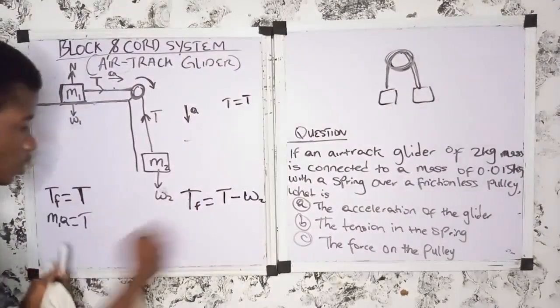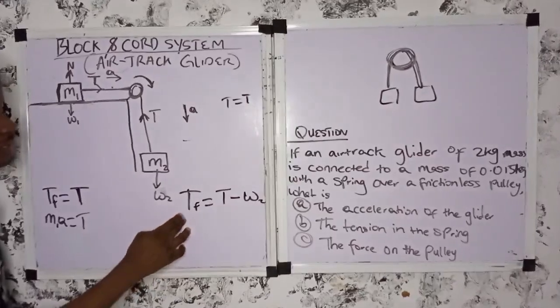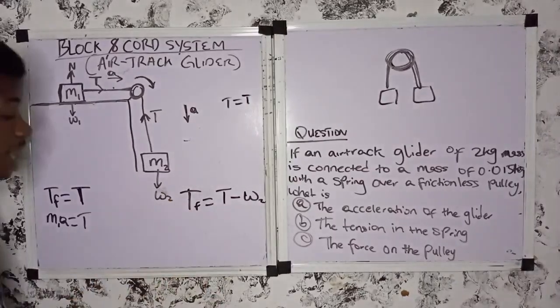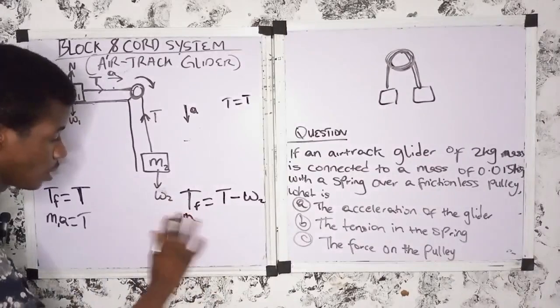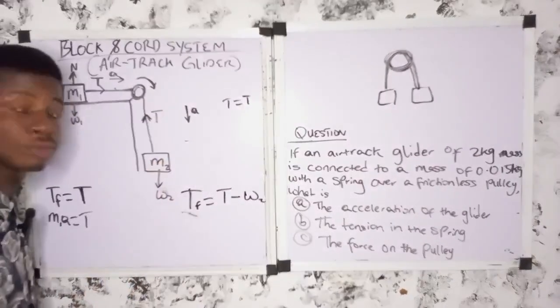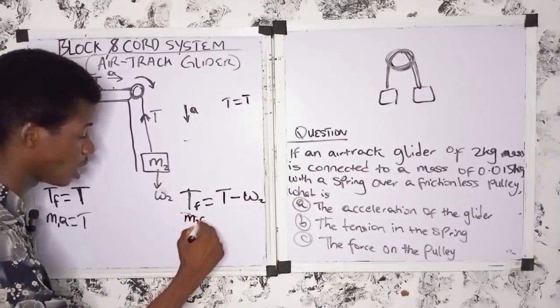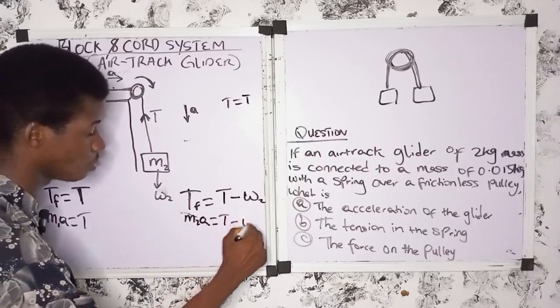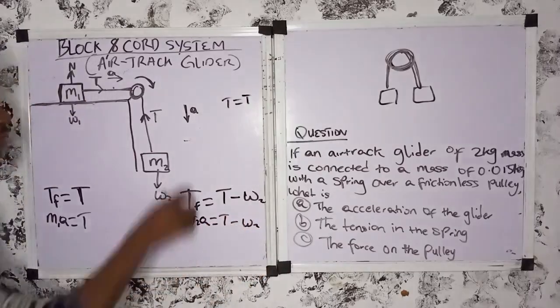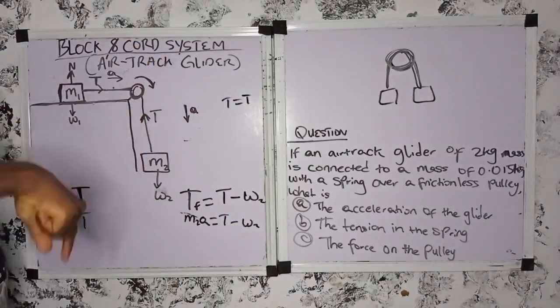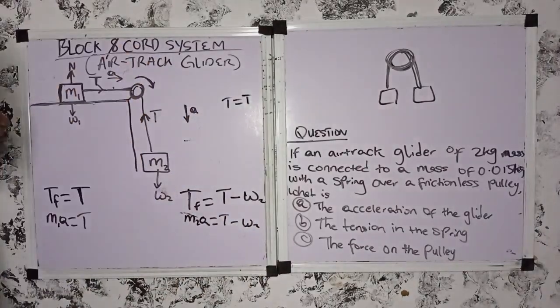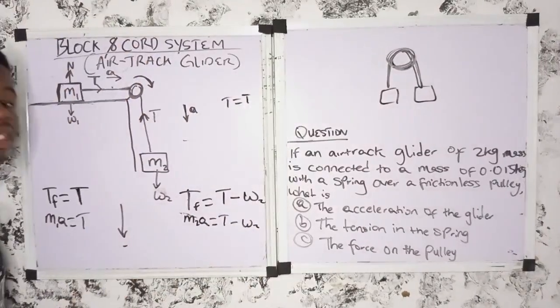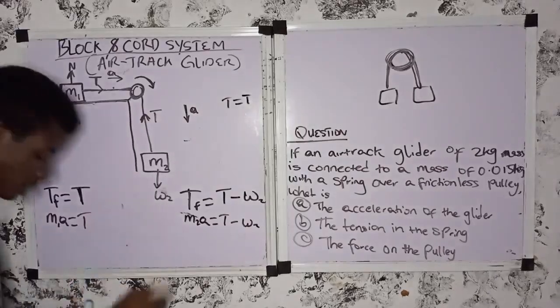Now let's go to this side. The total force acting on M2 is M2A, right? Equals tension minus W2. Now the acceleration, let's look at it. M2 is going downwards, it's accelerating downwards. And remember, going down is negative, right?